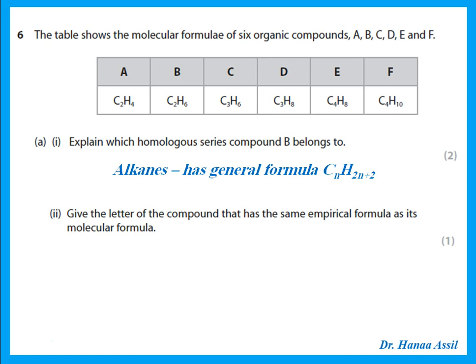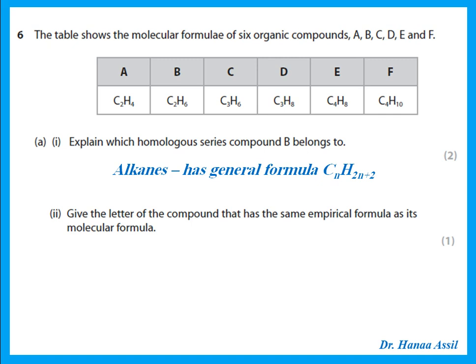Remember, alkenes, the hydrogens are twice the carbons. If we're talking about alkene, the hydrogens are twice the carbon because the general formula is CnH2n. But this is an alkane because it follows the general formula CnH2n+2.